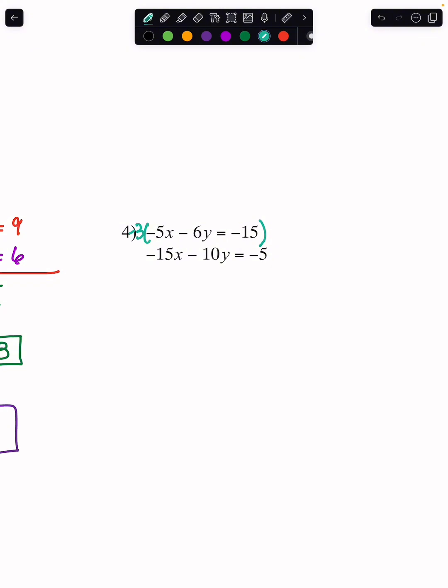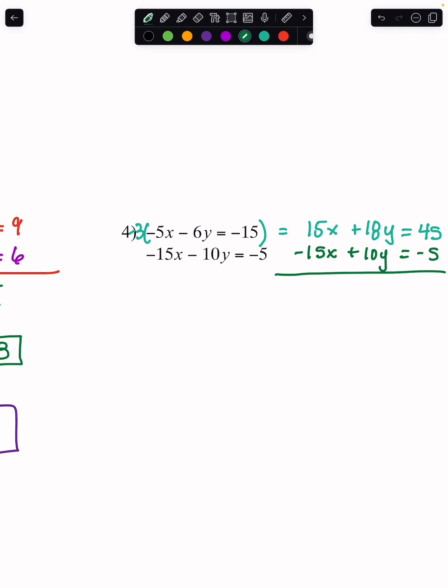That becomes a positive 15x. And then I've got to do -3 times -6, which is a positive 18y. And then -3 times -15. That's going to be a positive 45. And because we didn't do anything to the bottom line, we leave it the same. -15x plus 10y equals -5. And then we're going to add straight down. That's going to go away.